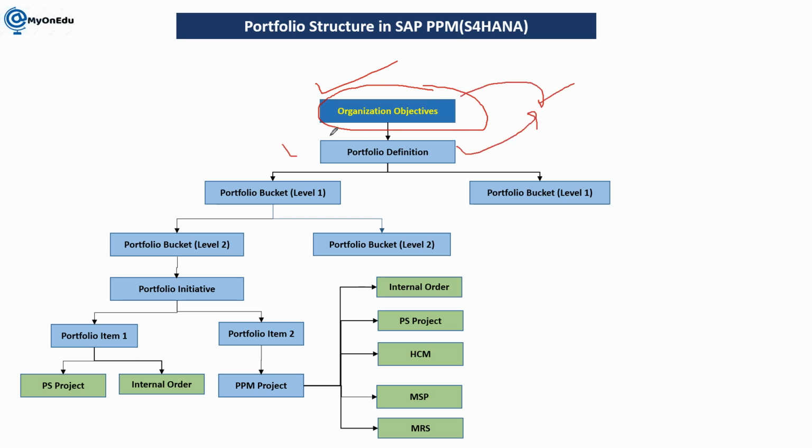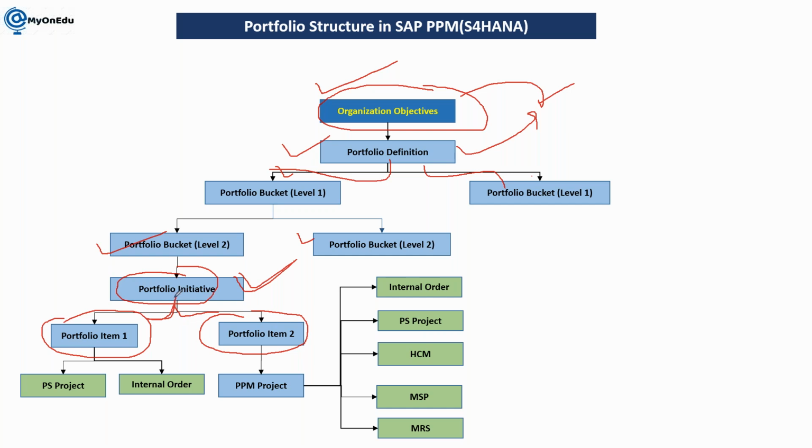So next, we have the portfolio definition. Then again, we have different buckets. You can compare them with different programs. Okay, with the program you can create different buckets, and then further you can subdivide them, and at the last level you can submit a proposal in the form of initiatives. Once your proposal is approved, then you can execute different projects to achieve the goals of this proposal. Okay, so here the initiative is a proposal, and then you can execute multiple projects to achieve the purpose of this proposal.